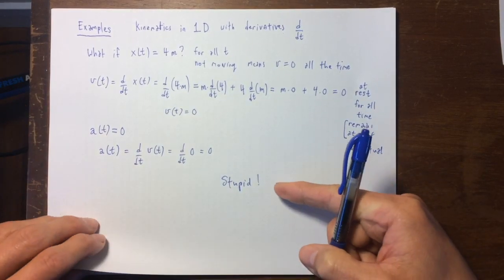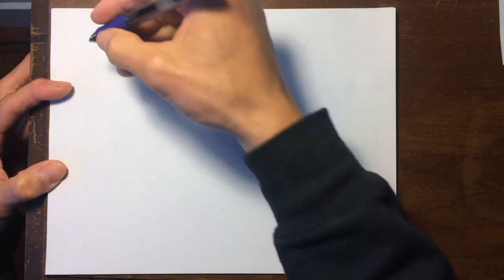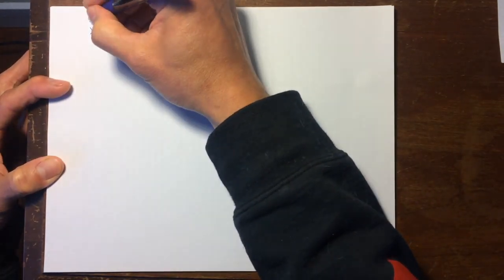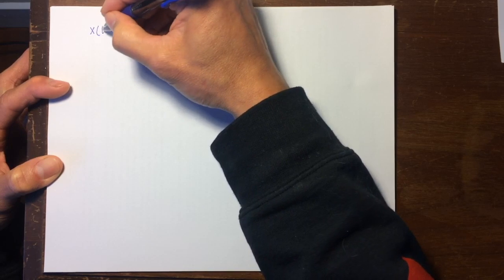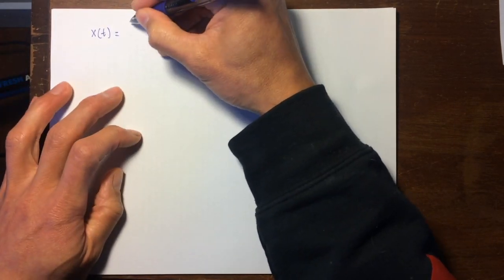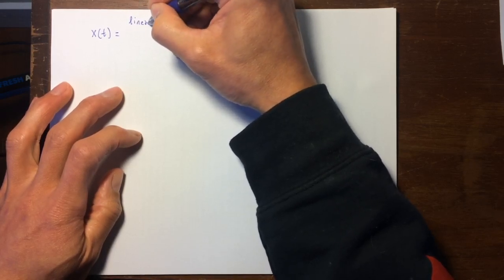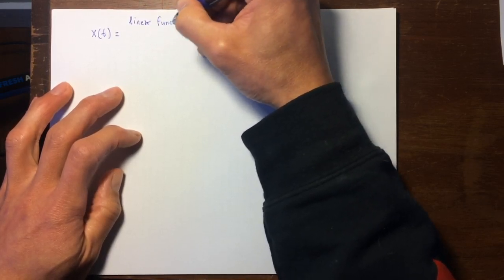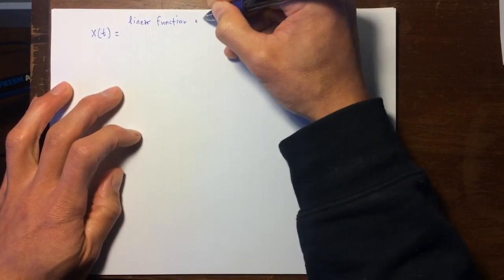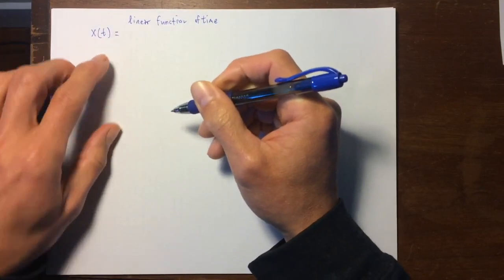But I think there's actually a lot to learn in that stupid example. So let's move on to a more complicated example that's still quite simple. What if we said that x of t was actually, I'm going to describe it as linear. It's a linear function of time.